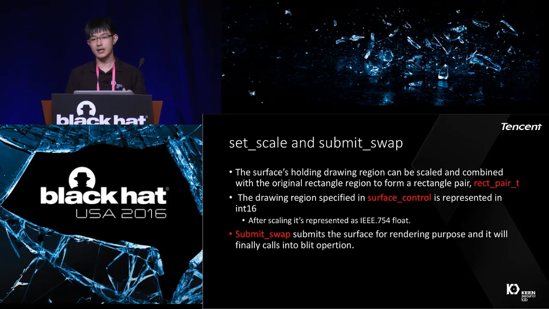And finally, after these steps, we provide the rectangles from user space, and the rectangles are scaled and combined to form a pair. Finally, we call submit swap to submit a surface. The submit swap will additionally do a normalization on this, which is the Pleat operation, and it will finally submit it to the GPU.